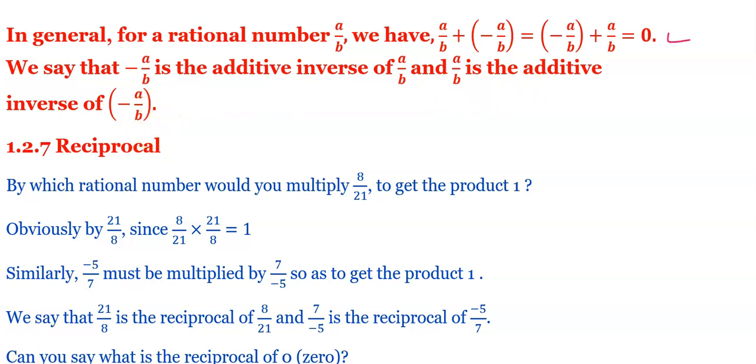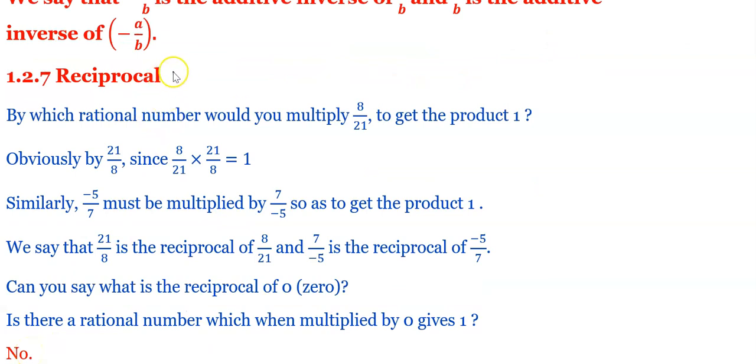Okay. Now the next topic, reciprocal. By which rational number would you multiply 8 upon 21 to get the product 1? Obviously it is 21 upon 8, since 8 upon 21 into 21 upon 8 equals 1. Similarly, minus 5 by 7 must be multiplied by 7 upon minus 5 so as to get the product 1.